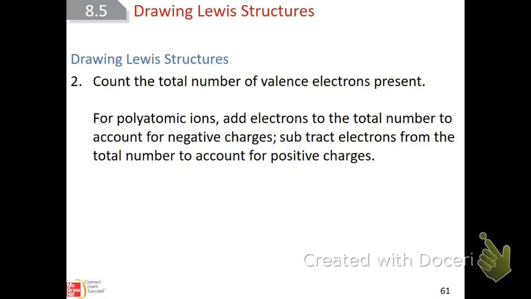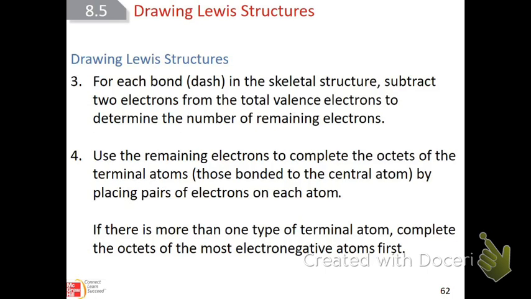For ammonium, it has a +1 charge. You have to remember to subtract 1 electron from the total number. Okay? And then for every time you draw a dash, you're going to take away 2 electrons because a dash represents 2 electrons. We're going to do an example here in just a minute, but then how many electrons do we have left over?